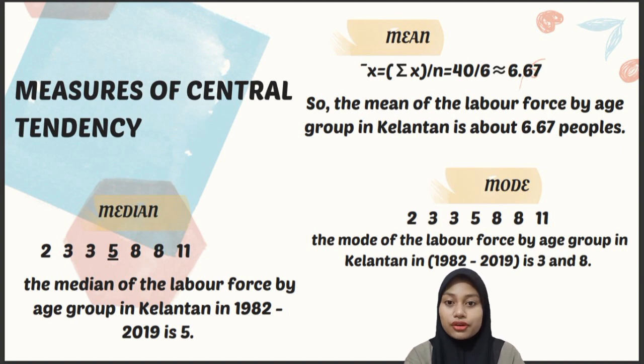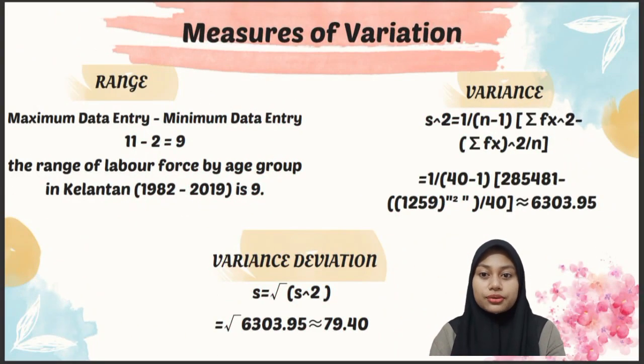The last one is mode. The mode of the labor force by age group in Kelantan in 1982 until 2019 is 3 and 8. From the data, 3 and 8 occur twice, whereas the other data entries occur only once. Then, measures of variation. The range of labor force by age group in Kelantan in 1982 until 2019 is 9. Therefore, the sample variance is about 6,303.95 and the sample standard deviation is about 79.40.